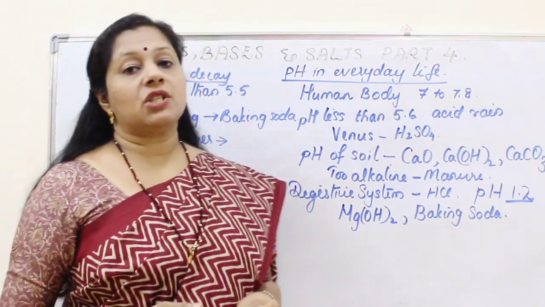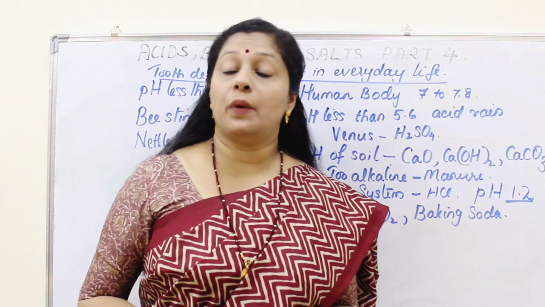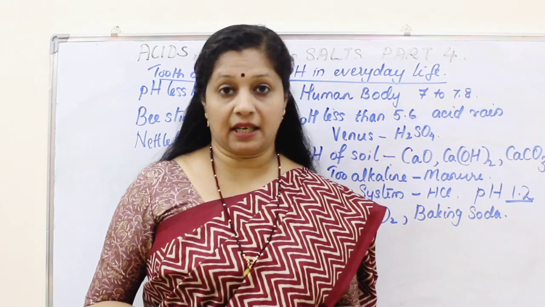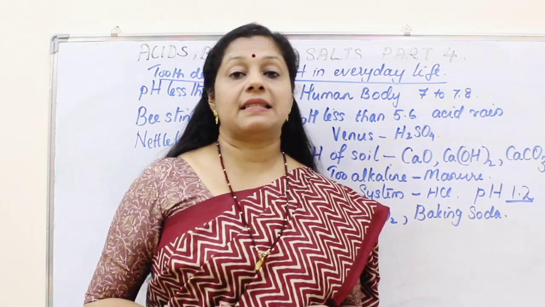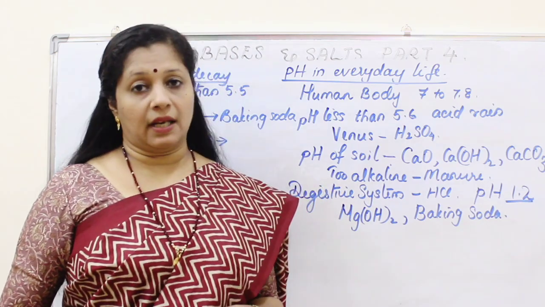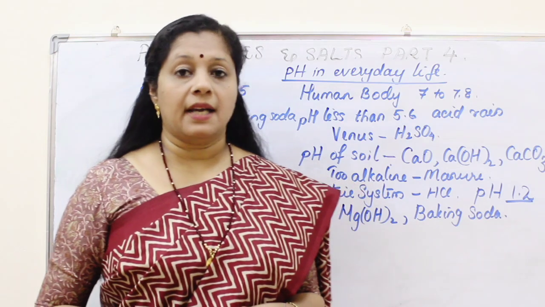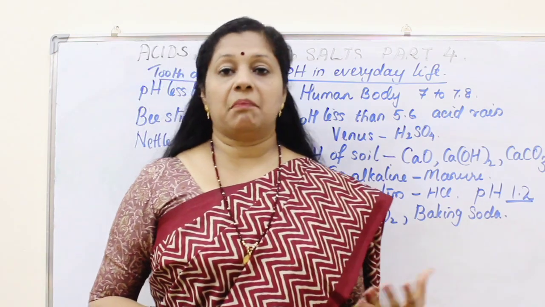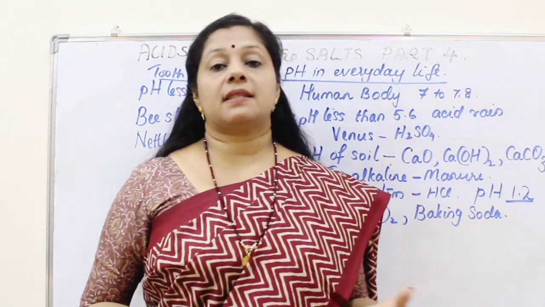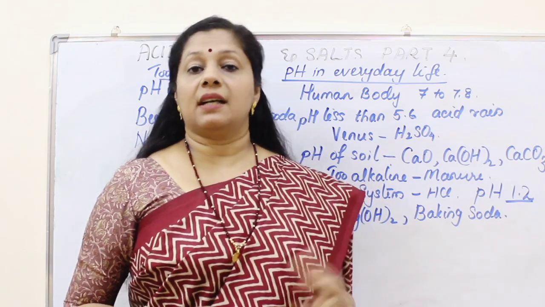Then coming to the pH of the soil. The pH of the soil is very important in terms of agriculture, because different plants need different pH values in the soil. Some plants prefer acidic soil, some plants prefer basic soil. So when you cultivate a particular plant in an area, it's better to test the soil before we start cultivation.